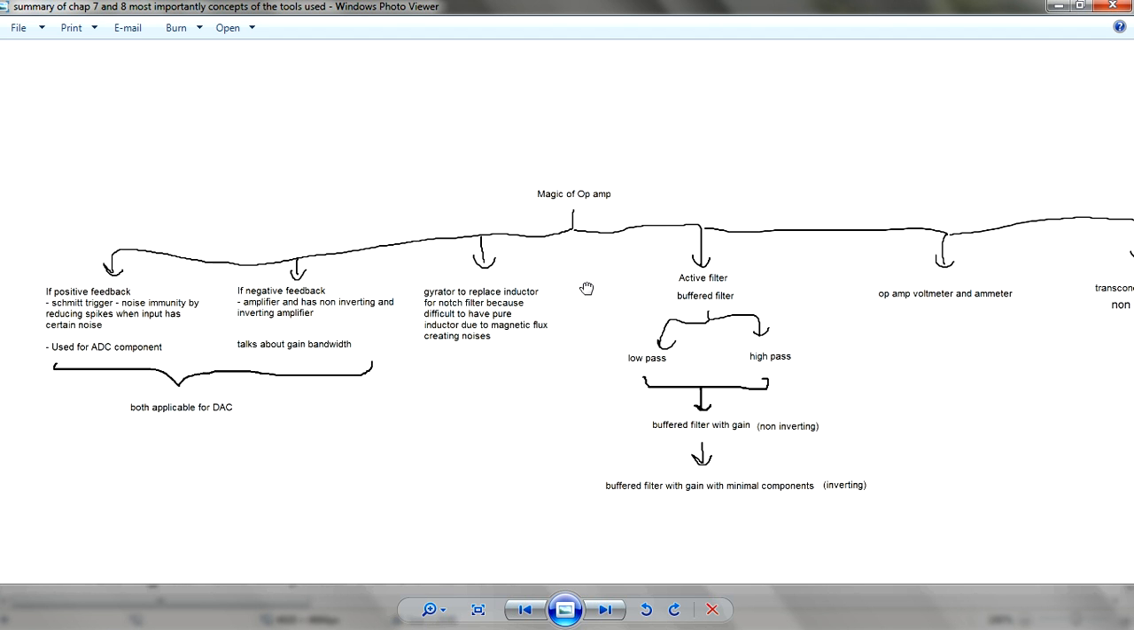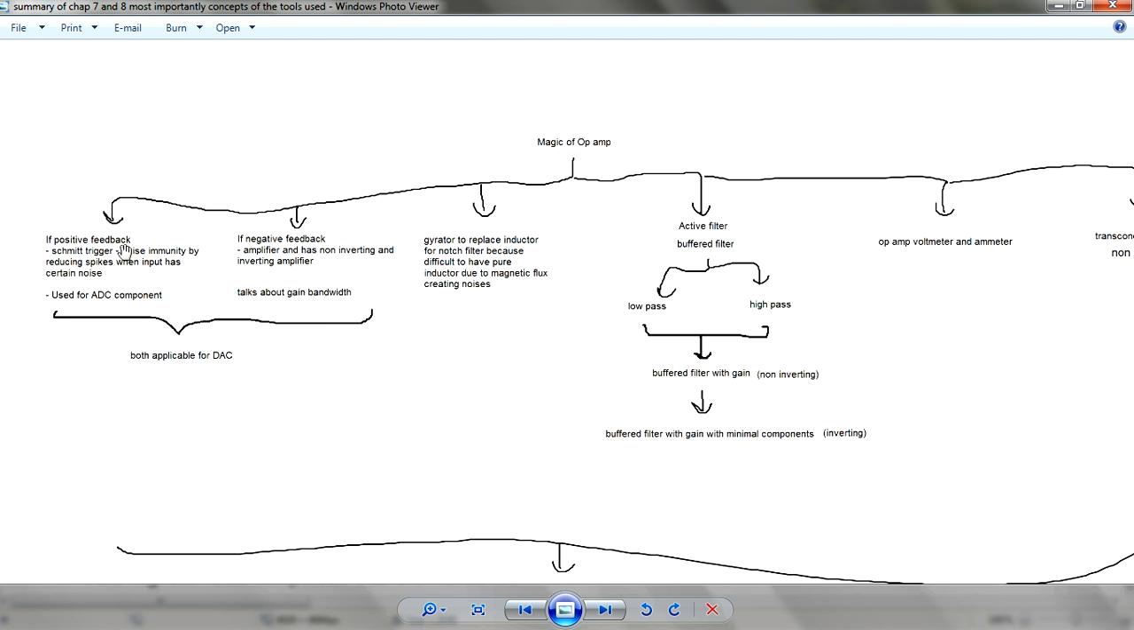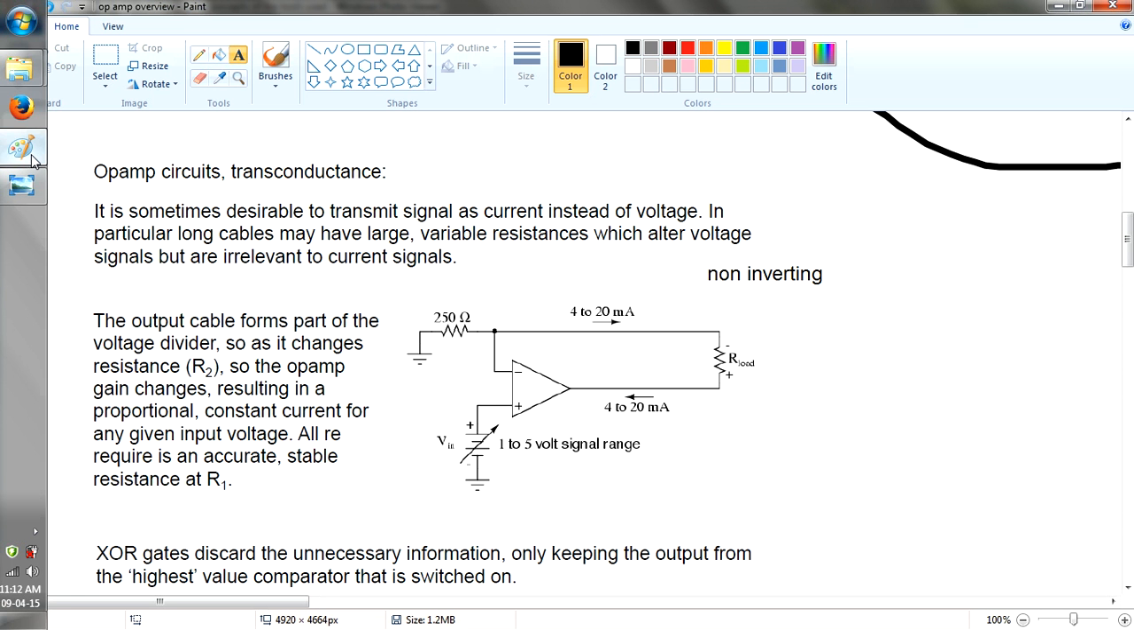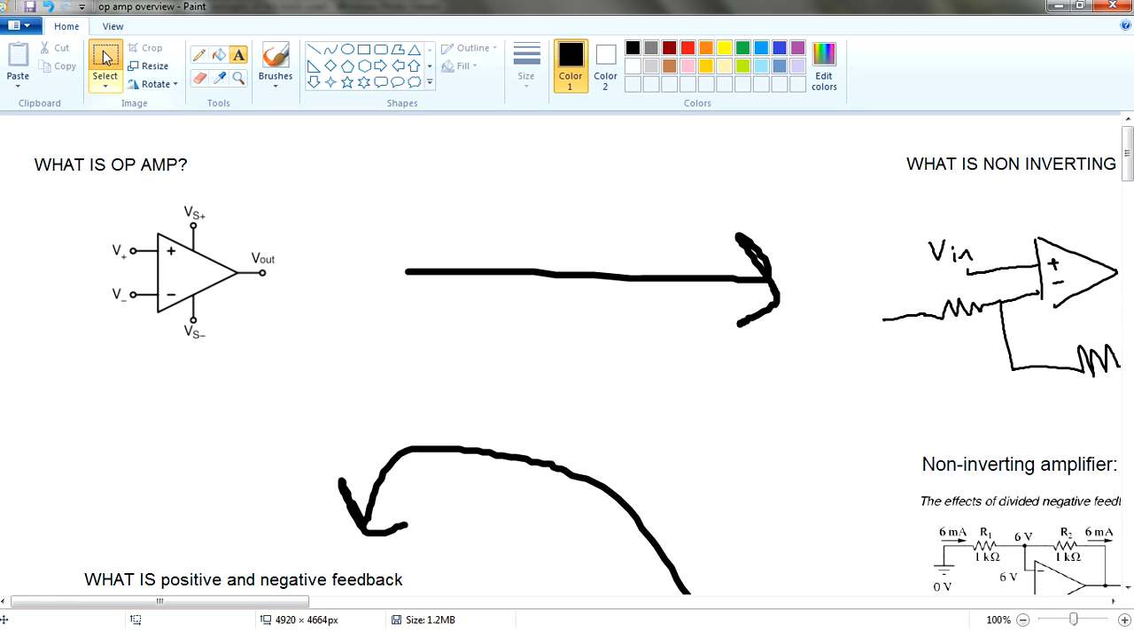So in this video, I'll talk about positive feedback and negative feedback, and what an op-amp actually is. Subsequent videos will talk about the rest. An op-amp has a non-inverting point and an inverting point. There will be a supply going into this op-amp, and there will be a V out.